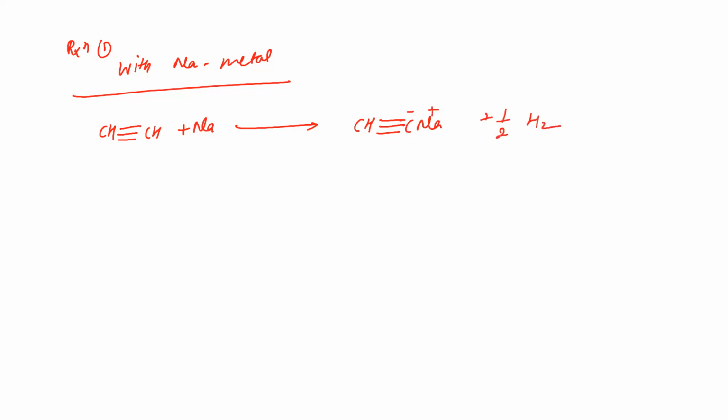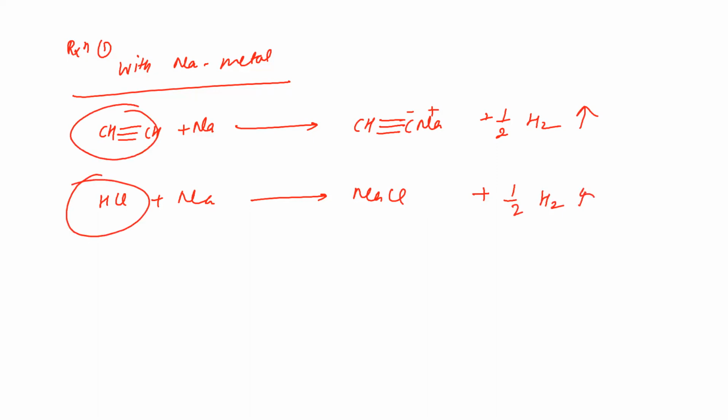Anything which reacts with a metal and releases hydrogen gas is going to be acidic in nature. Suppose you are taking HCl and treating with Na, it is going to give salt plus half mole of hydrogen gas. So HCl is acidic in nature. Similarly, this also becomes acidic with sodamide.